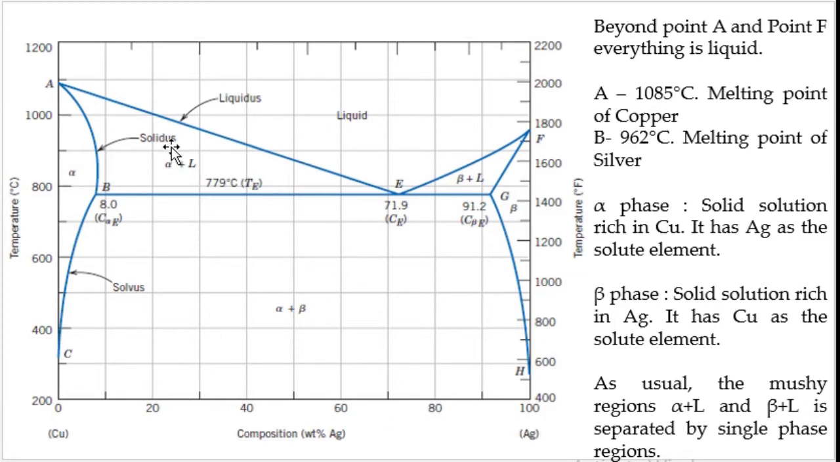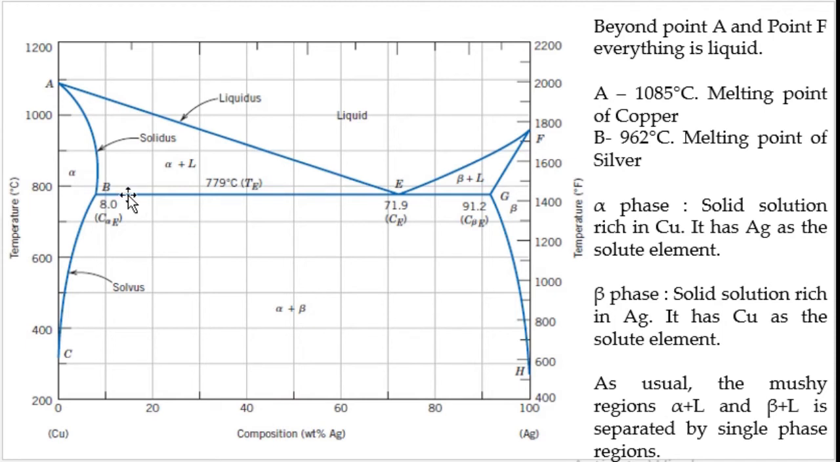The mushy regions, alpha plus liquid and beta plus liquid, are separated by single phase regions. So alpha plus liquid, similarly beta plus liquid, and this is liquid and this is alpha plus beta. There is a reaction which takes place, we call it the eutectic reaction. We'll see it in detail. So these are the regions in the diagram. Also the line which separates the mushy zone from the liquid is called the liquidus. The curve which separates the single phase from the mushy zone we call the solidus.